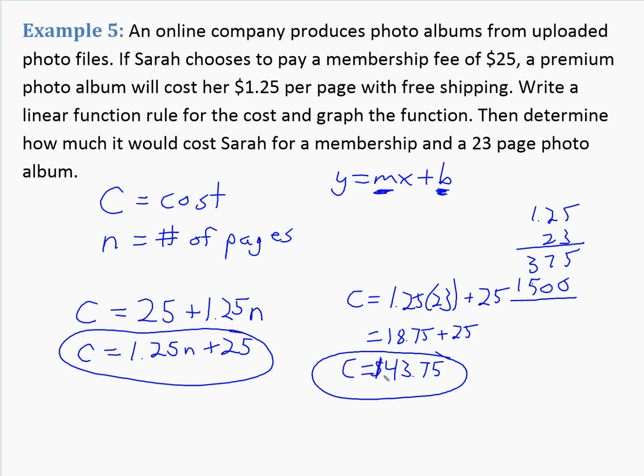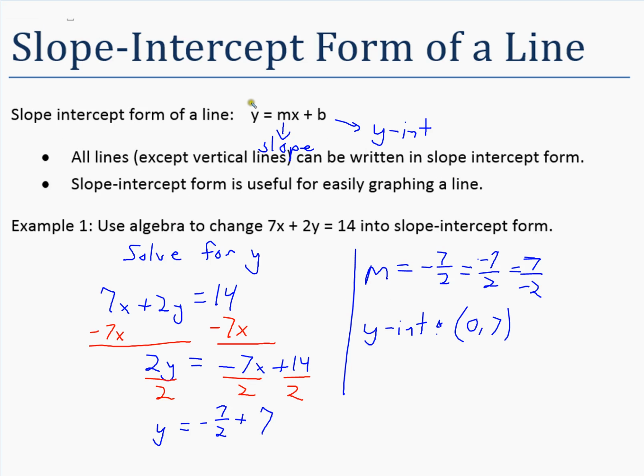And that's linear equations. A very, very important part of that is knowing your slope-intercept form of a line, which is y equals mx plus b, where m stands for the slope, b stands for the y-intercept, which is where the graph crosses the y-axis. Being able to write equations in this form and then use this form to graph lines is crucial.